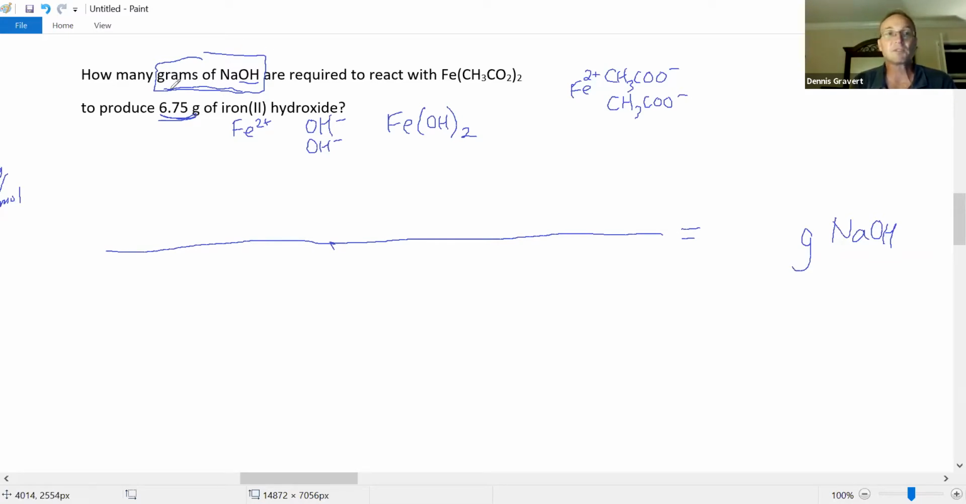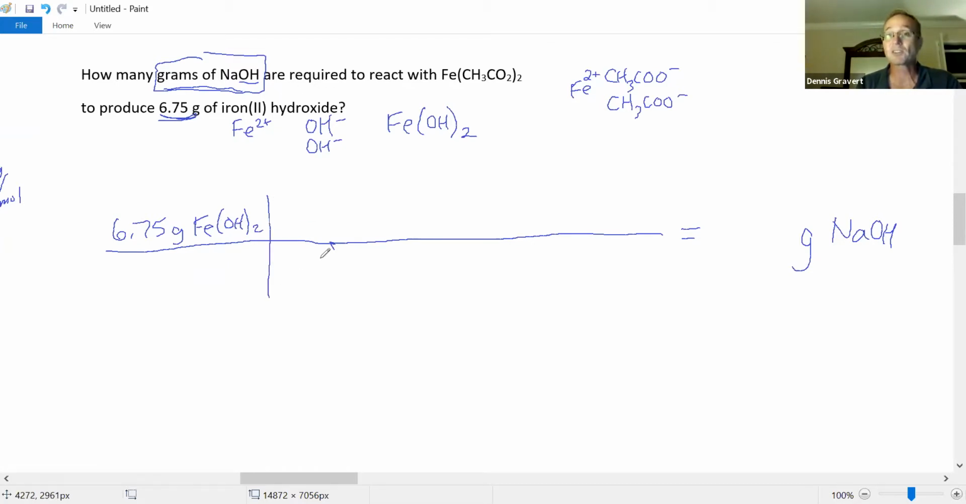That's step 1. Step 2, find some digits. 6.75. What are the units? Grams. Of which molecule? I count that as a unit. Iron 2 hydroxide. I'm going to use the chemical formula. If you wanted to write the words here, you could do that too. You could write the name of the compound there.